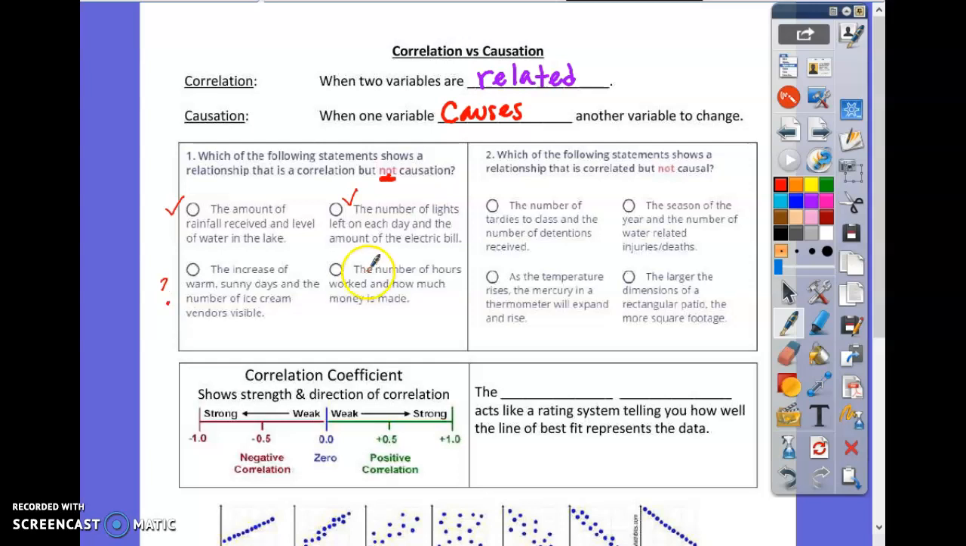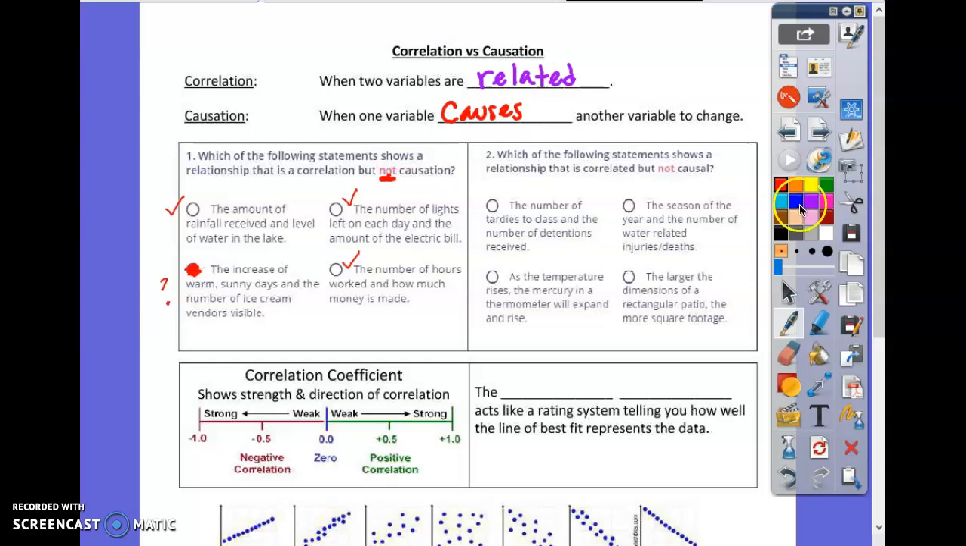And the last one, the number of hours worked and how much money is made. So if I work more hours, do I get paid more money? Si trabajo más, ¿me pagan más? Yes. And if I work less, do I get paid less? Yes. So this is a true statement. One causes the other one. So the one that is not true is this one. This is not causation. Just because it's warm and sunny outside doesn't mean you're going to see more ice cream vendors.